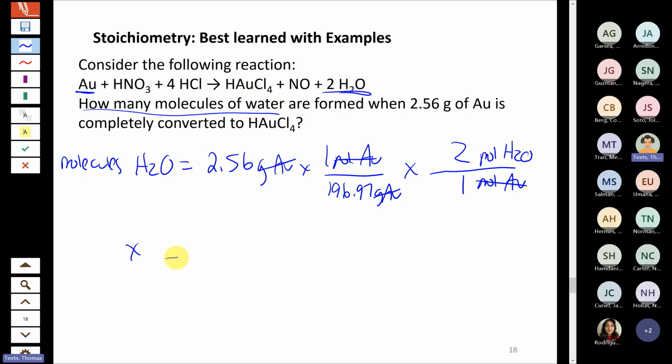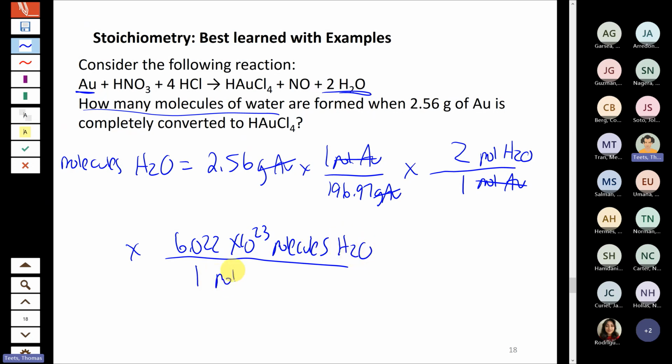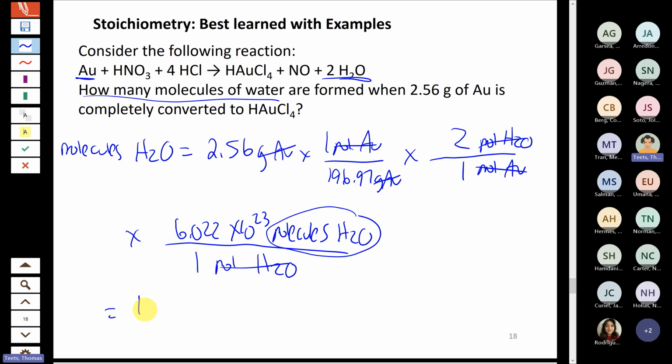So I'm going to go down to the next line here, and we're going to use Avogadro's number, which says that there's 6.02 times 10 to the 23rd molecules of water in every mole of water. So that gets us to our ending point, molecules of water. So we stop there, work out the math, and we get 1.56 times 10 to the 22nd molecules of water. All right, so any questions on that?